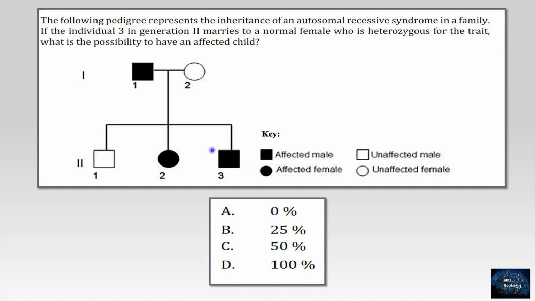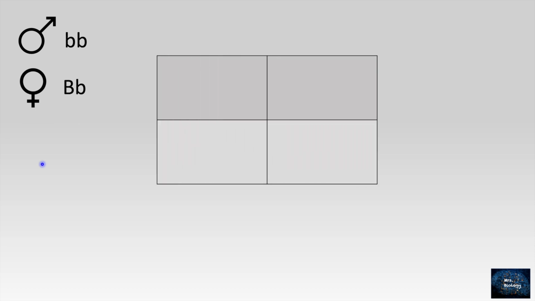So we will not guess it in this way. Let's do it in a Punnett square to get the right answer. As they mentioned, the male is homozygous recessive, so I chose the letter B, B small, and the female, they assume that she is heterozygous, B capital B small. Let's draw the Punnett square. And now I'll distribute the alleles.